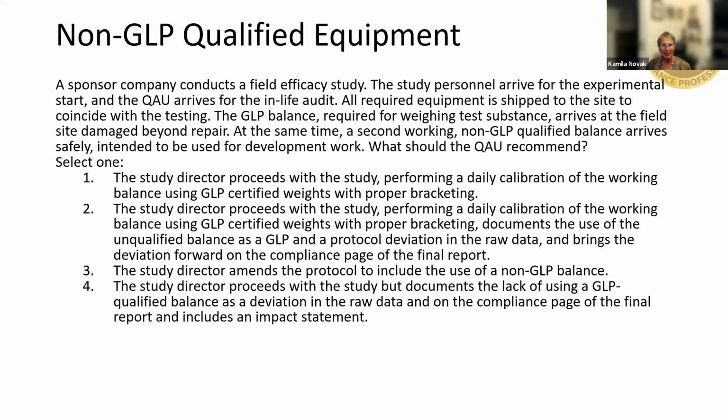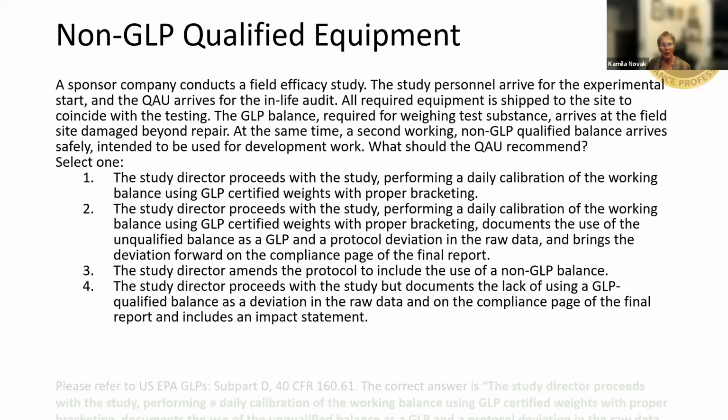Let's see. I have to count now. 1, 2, 3. Any more numbers coming? No, it's mostly 2, and we have about maybe 5 people who voted for 4. Let's see. 1, 2, 3, 4. 4 people voted for 4. Everybody else voted for 2. So let's see the correct answer.